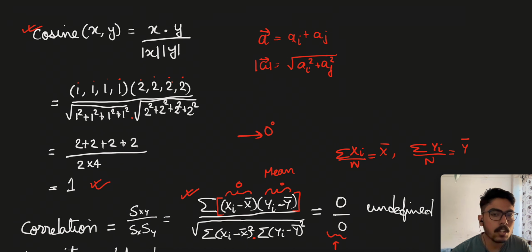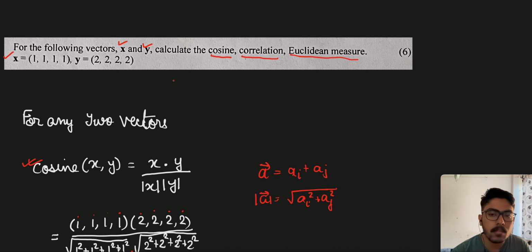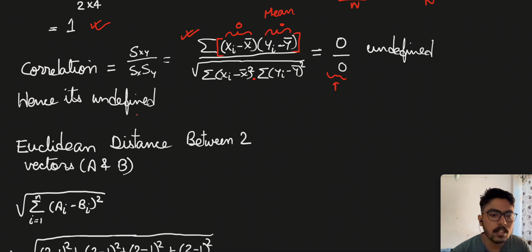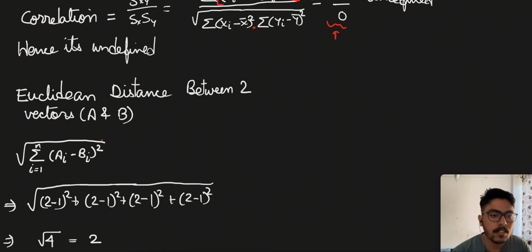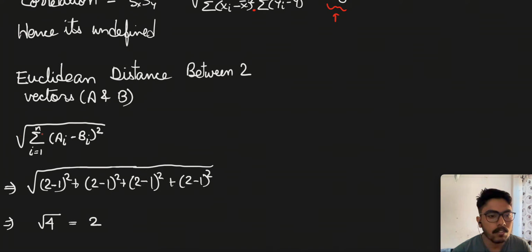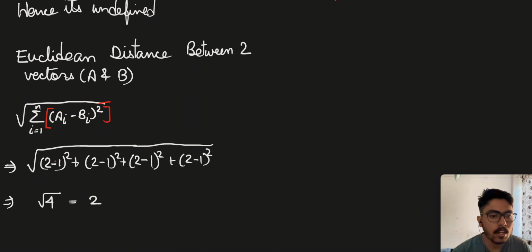Now we come to the last part of our problem, that is Euclidean measure. So the Euclidean measure between any two vectors is given as under root of summation ai minus bi squared. So again this square is inside the summation, right? So if we just put in the values, 2 minus 1 squared plus 2 minus 1 squared, 4 times, so we get 1, 4 times, so it is 2. So the Euclidean distance between these two vectors is 2.